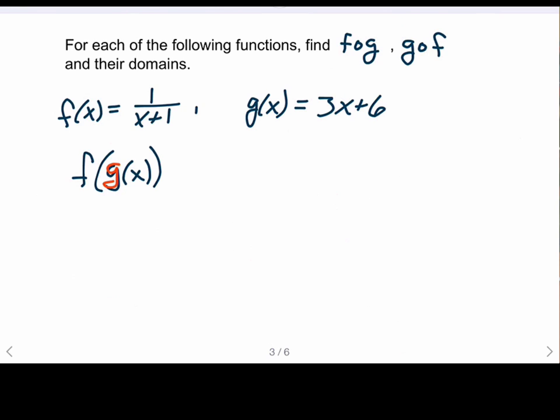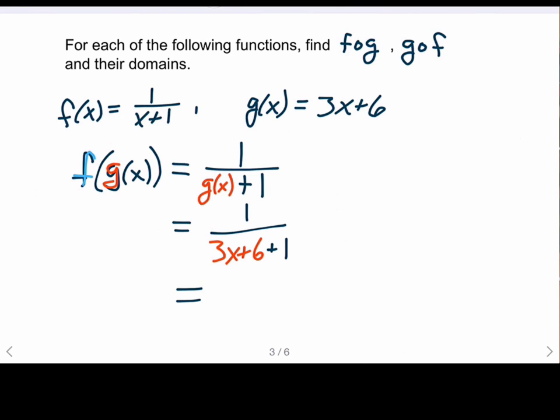f of g of x is what happens when we put g inside of f. So continuing on with the same kind of color coding, I'm using blue for f and red for g. The rule for f of x is 1 over x plus 1. The argument now is g of x, so we're actually writing 1 over g of x plus 1. For this, we need the rule for g, and so we're actually going to write 1 over 3x plus 6 plus 1. And that simplifies to 1 over 3x plus 7.